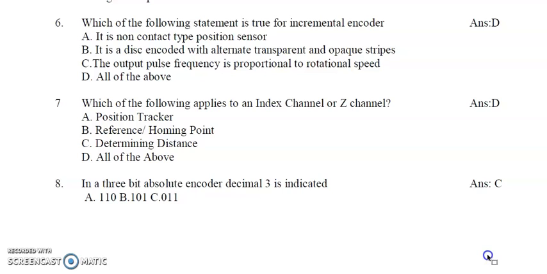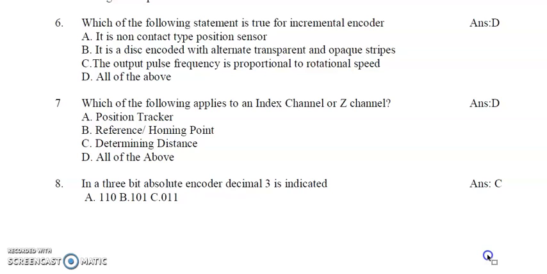It is used to track the position. It is used as a reference or homing point. It is also used to determine the distance. So, all of the above is the right choice. So, D is the correct answer.